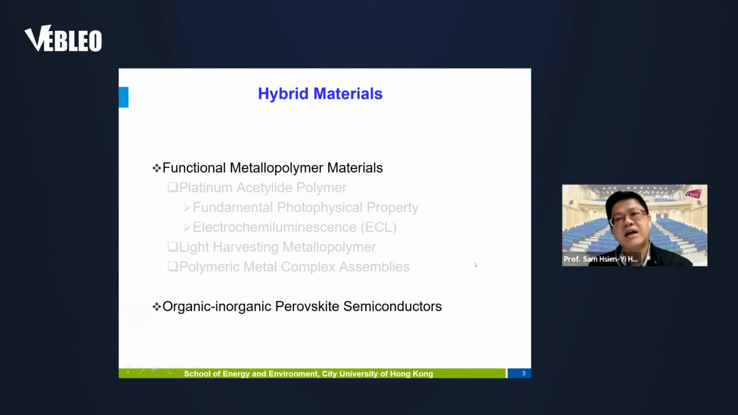After briefly introducing my work related to photophysical and photoelectrochemical properties of semiconductor materials for energy applications, now I want to show you some examples. Today I will introduce two kinds of hybrid materials we are working on. The first one is functional metal polymers. The second one is organic inorganic perovskite semiconductors.